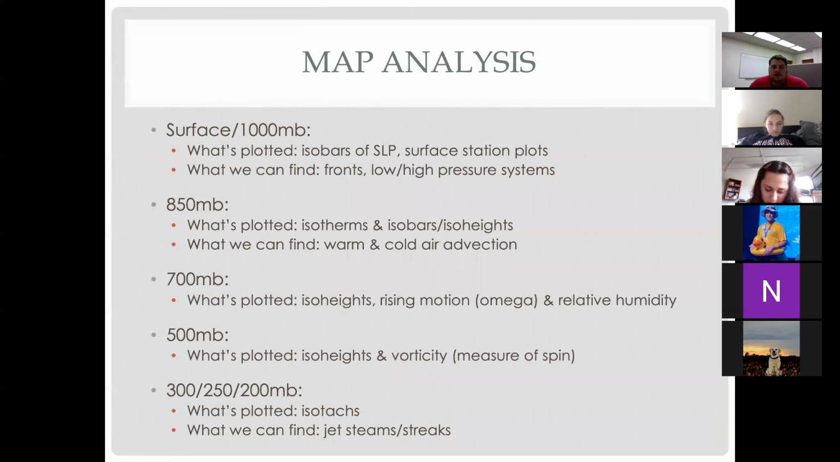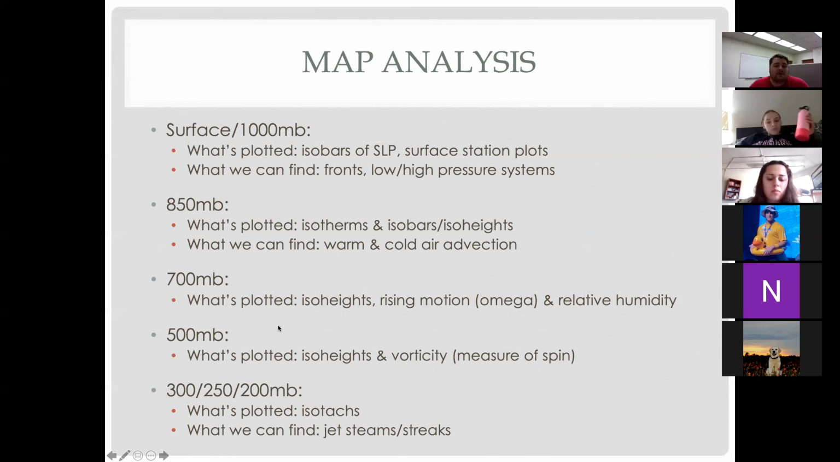Okay, so as I mentioned, we have these maps at different levels of the atmosphere. I'm going to go through these and then talk about what we can find from each of them. At the surface, which is usually at 1000 millibars, we plot isobars of constant sea level pressure and surface station plots, like the temperatures. From this, we can find fronts, cold and warm fronts, and low and high pressure systems. Then at 850 millibars, a little bit higher up in the atmosphere, we plot isotherms and isobars or iso heights. With this, we can find warm and cold air advection. We'll talk about this a little more later on.